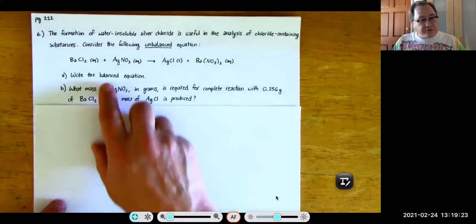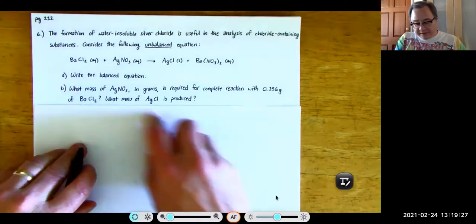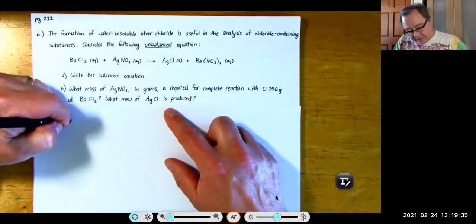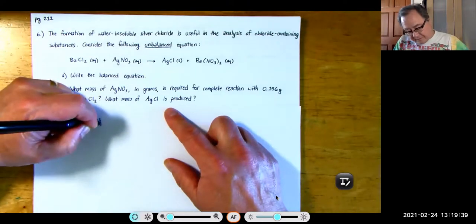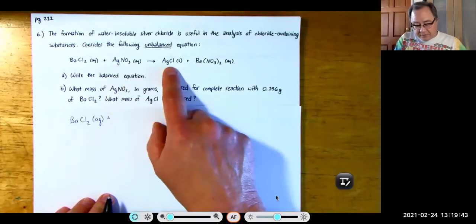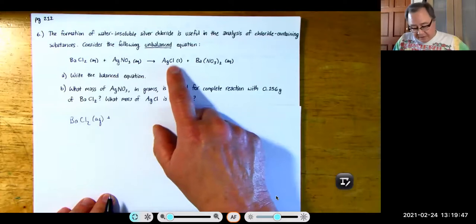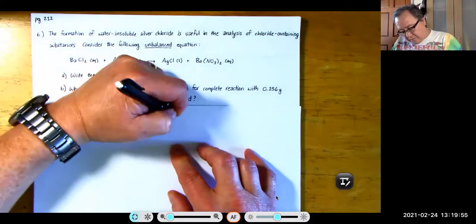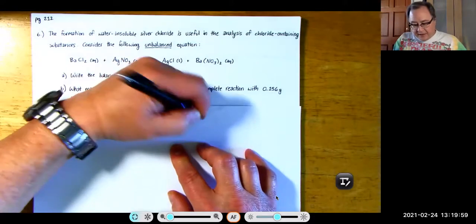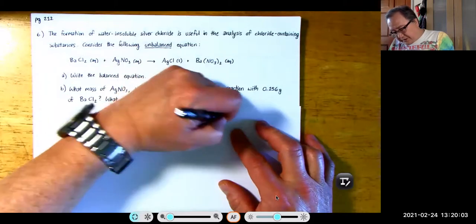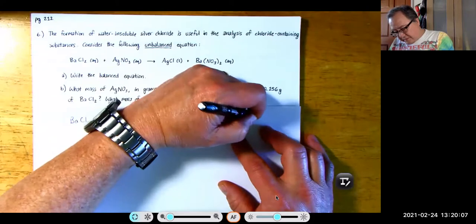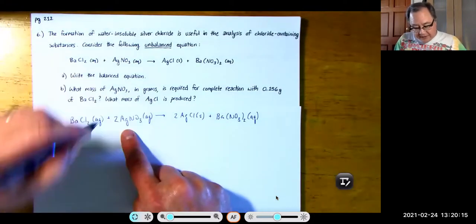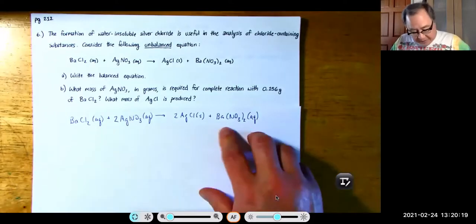So here you can see that first we have to write a balanced equation. 1 barium on this side, 1 barium on this side, so no coefficients there. That looks good. One silver, 2 chlorines, 1 chlorine, so I'm going to have to put a 2 in front of there. And that looks pretty good, except when I put a 2 in front of there, that changes the number of silvers. So I have to put a 2 there, and I have 2 nitrates and 2 nitrates. So it is now balanced.